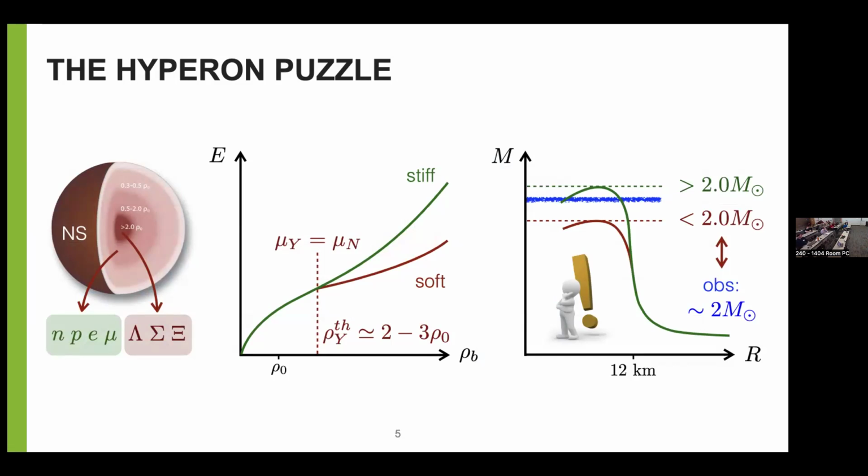And in order to support such massive neutron stars, you need a stiff equation of state. So somehow this contradicts the naive picture. I have hyperons, I don't have enough pressure to sustain a two solar mass neutron star. How do we solve it?